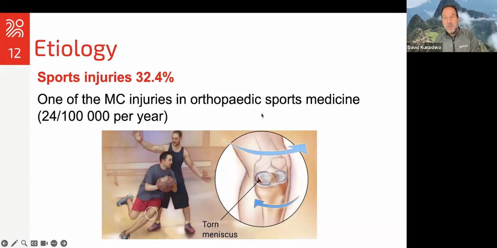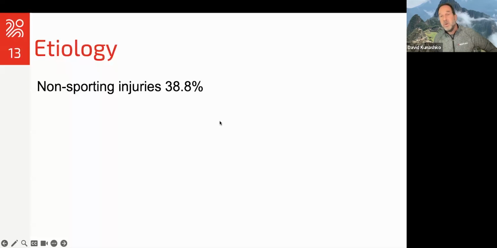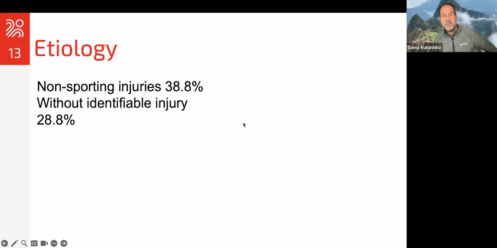One of the most common injuries in orthopedic sports medicine, in sports anyhow, has an incidence of about 24 per 100,000. It also occurs in non-sporting injuries, almost 40%. Some people come in and say, I have no idea how it happened. Usually you see that where the menisci are degenerated or worn, and they could just be doing regular stuff and planting their foot, and next thing you know, they have some pain in their knee.